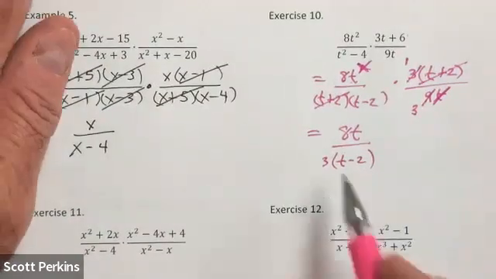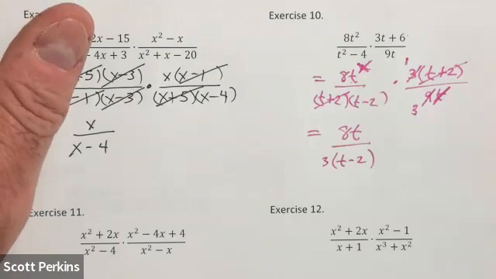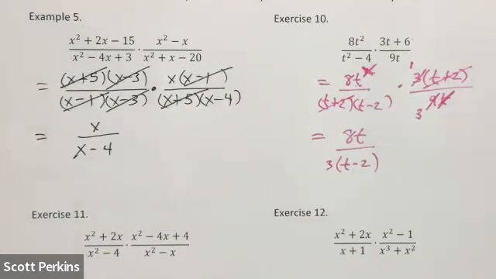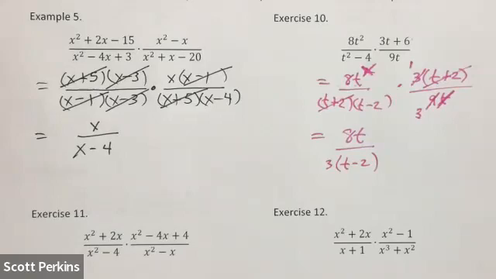You are welcome to remultiply that, but that's just extra work. So I recommend not doing it. Why do more work than you need to? But if it makes you feel comfortable, you can multiply the 3 times the t minus 2 and get 3t minus 6. Either way is fine by me, but I do as little work as possible.